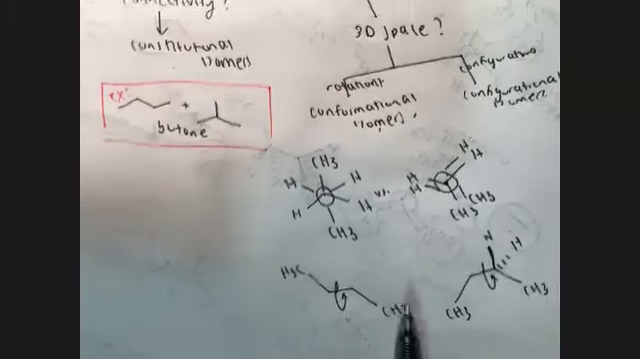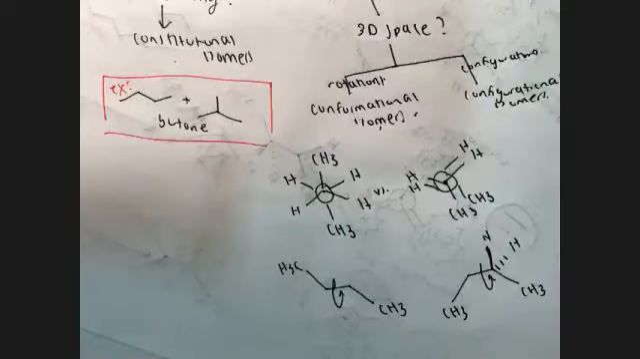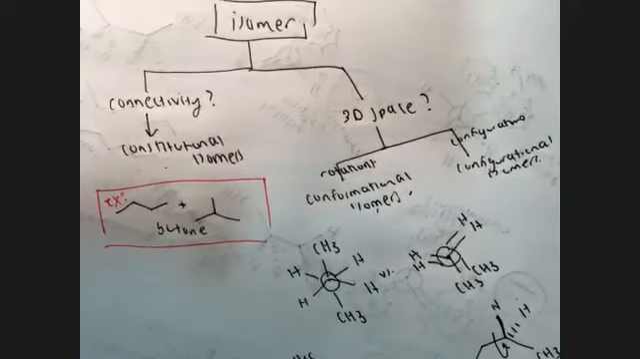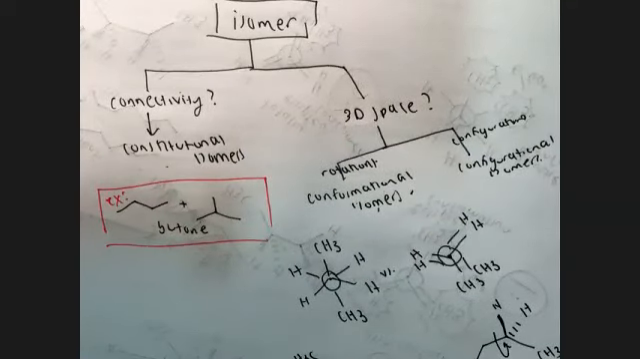So we know what constitutional isomers are now. And if they differ in 3D space because I rotated, these are conformational isomers. And that's kind of all we're going to do with our tree today. So does everybody kind of follow where we're at with these trees? Okay. Good. I hope. All right.